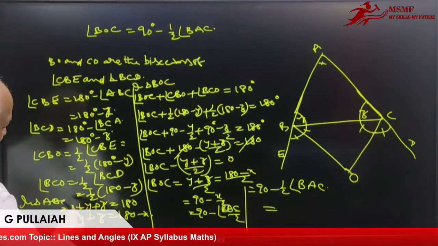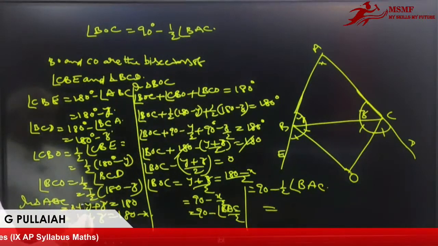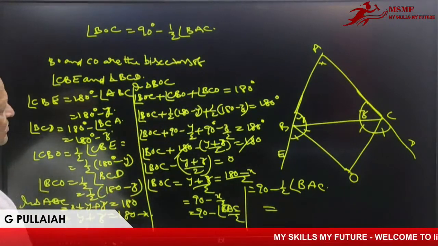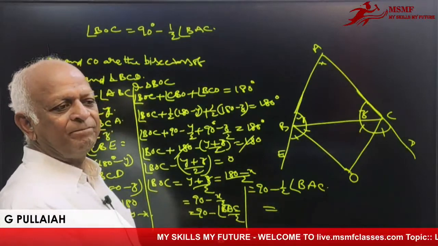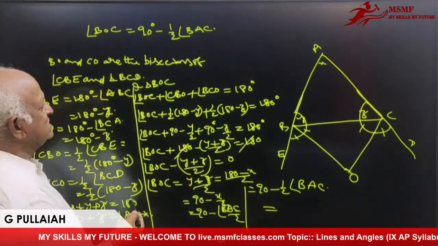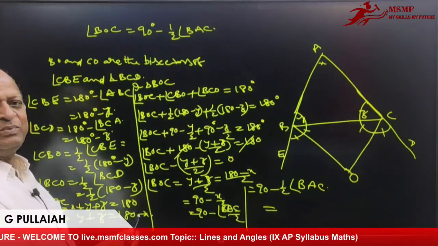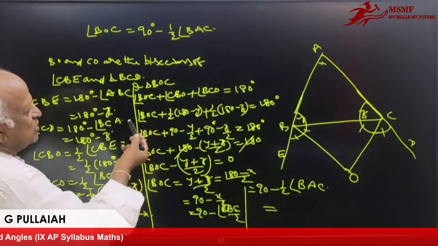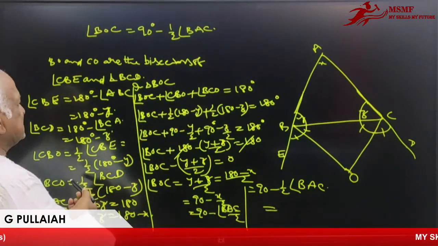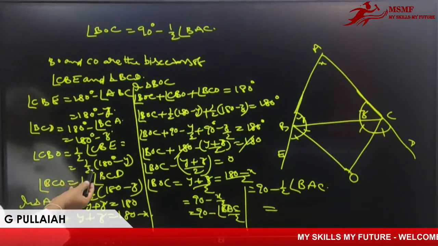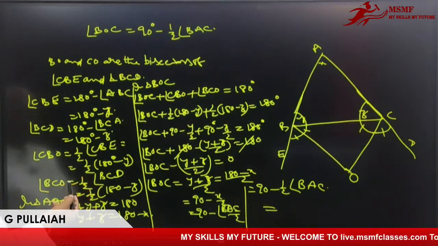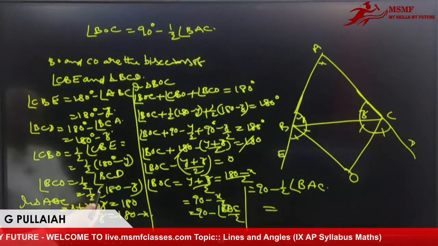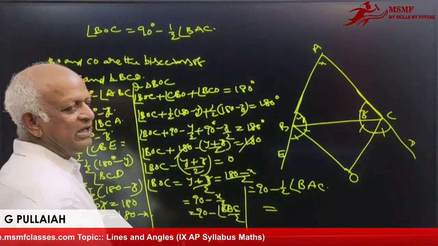Here in triangle ABC, x plus y plus z is equal to 180, so y plus z is equal to 180 minus x. Now let us take angle BOC. In triangle BOC, the three angles, angle BOC plus angle CBO plus angle BCO, are equal to 180 degrees. Clear? So angle BOC plus half of 180 minus y, plus half of 180 minus z, all put together is 180 degrees.